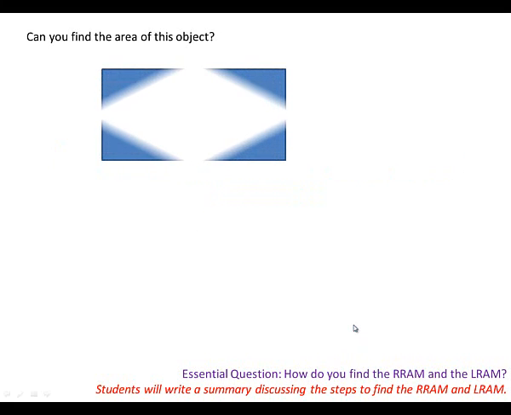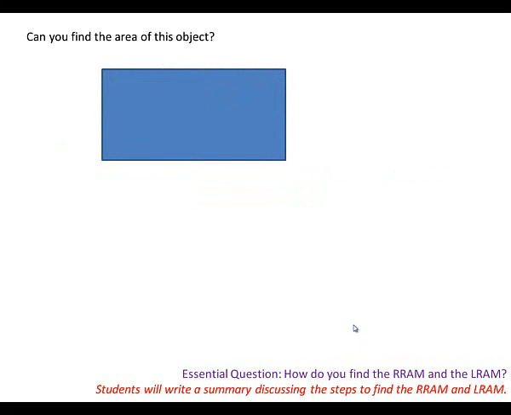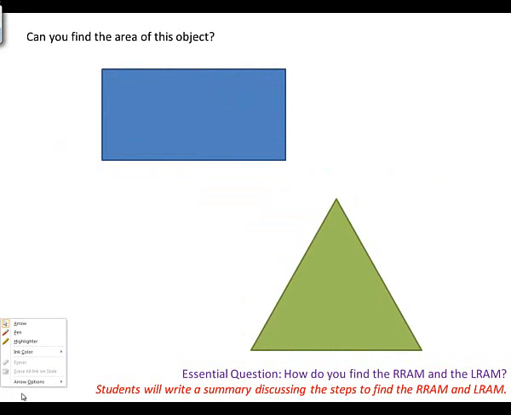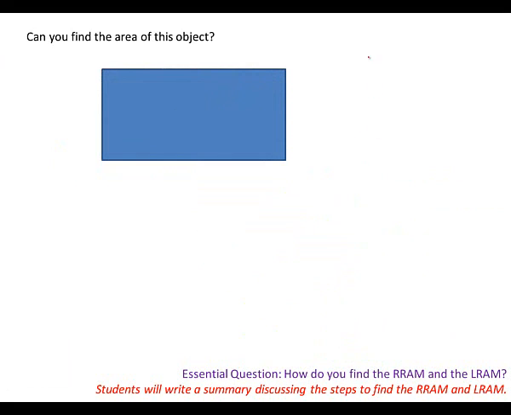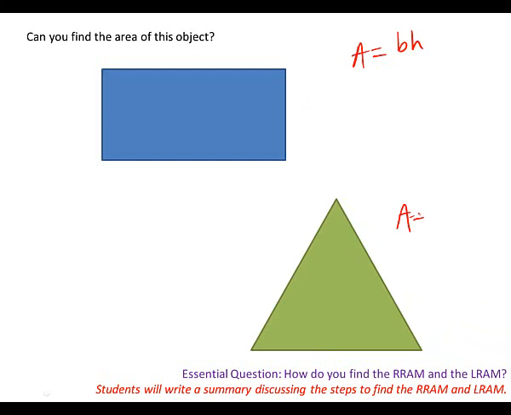So, my question is, do we know how to find the area of that object? Sorry, that went too fast. That's a rectangle, isn't it? So what do we have to multiply together for a rectangle? The base times the height. So area is base times height, or length times width, right? What about the area of that object right there? It's 1/2 base times height.